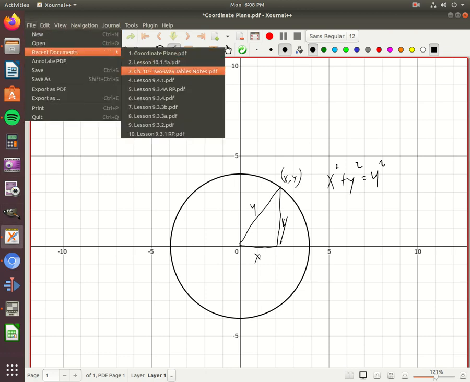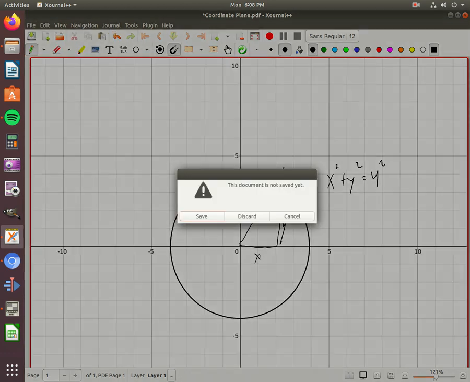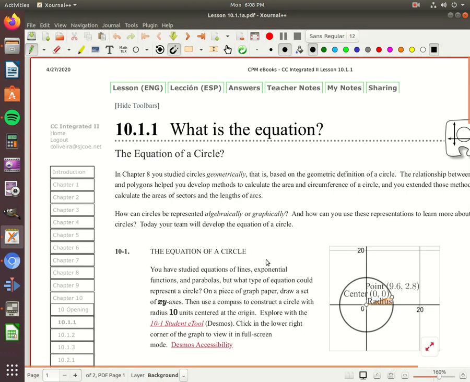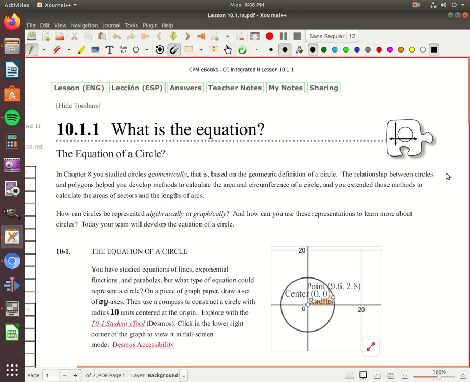Let's see if this will reopen. I suspect it will not. Oh, no, it did. Happy surprise.